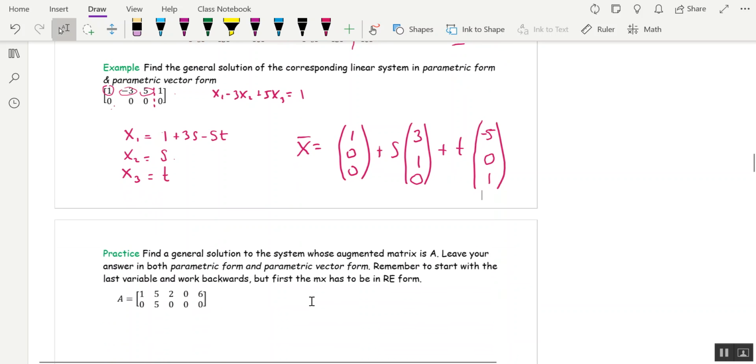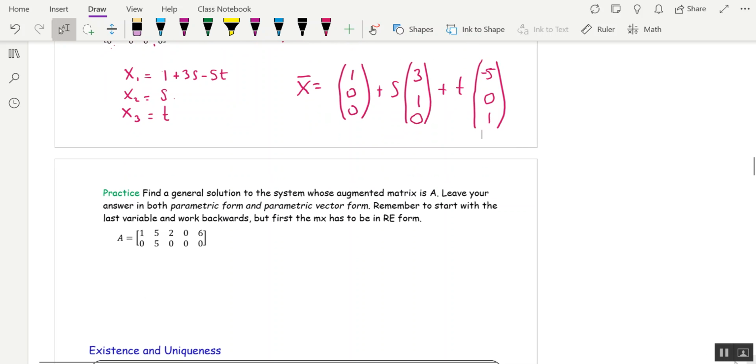So pause the video and try it out yourself and see how well you do. And then when you come back, we'll do the problem together.